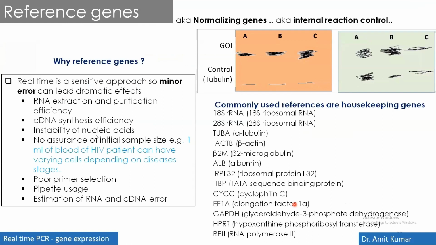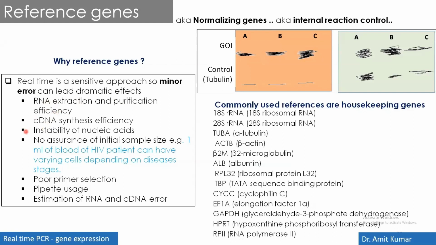This minor error could be any variation in the quality and the quantity of the RNA, because each and every extraction procedure or the purification procedure will have different efficiency, and that can lead to differences in the RNA quality. If you are not estimating correctly the RNA quantification, then there is also a chance that for the cDNA synthesis, you will take a different quantity of the initial RNA sample. That can lead to change in the copy number of the gene in particular sample.